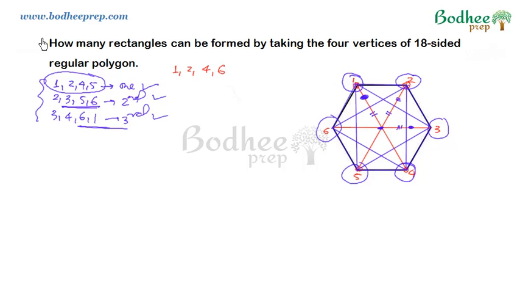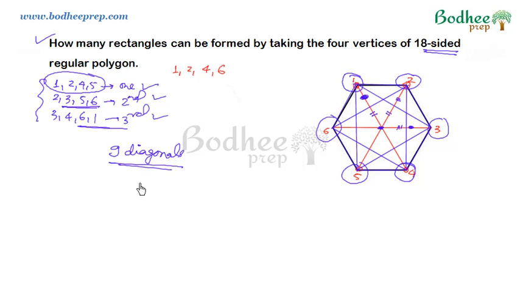Now let's come back to this particular question. It has 18 sides. So how many diagonals will it have which pass through the geometrical center of this 18-sided regular polygon? Definitely we will have 9 diagonals. I hope this part is clear. So we have 9 diagonals, and each pair of diagonals will give me one specific rectangle.